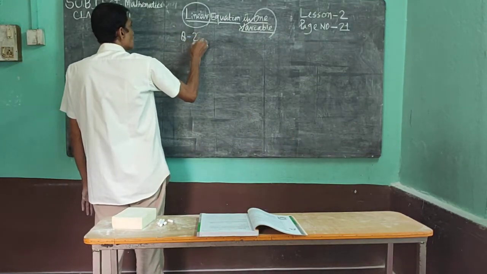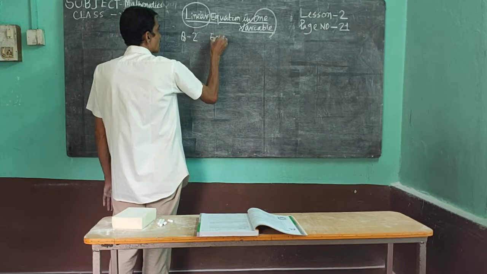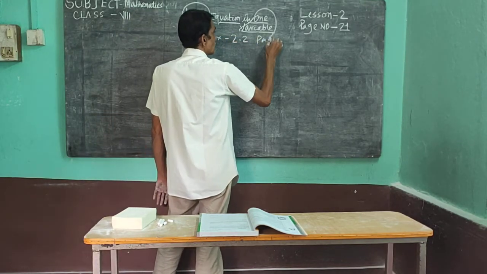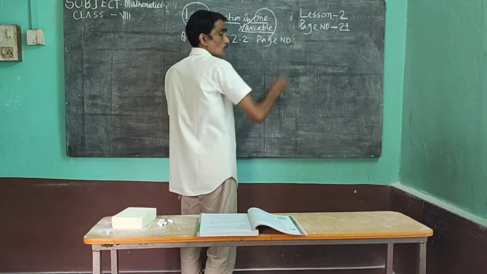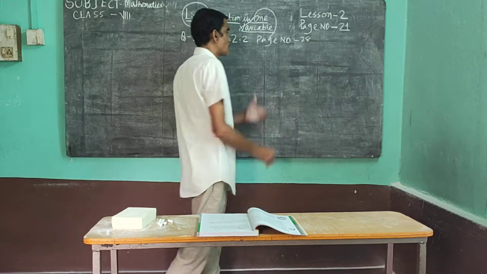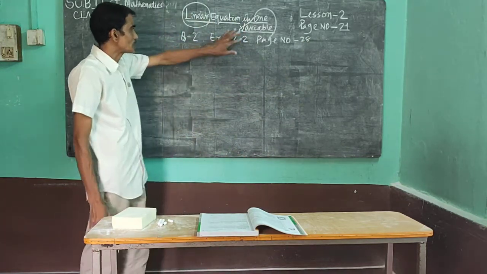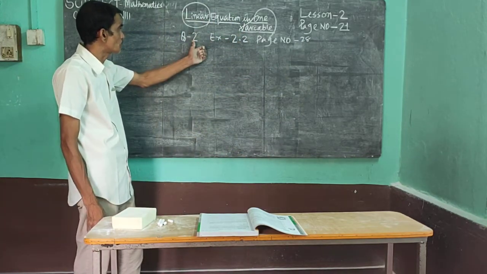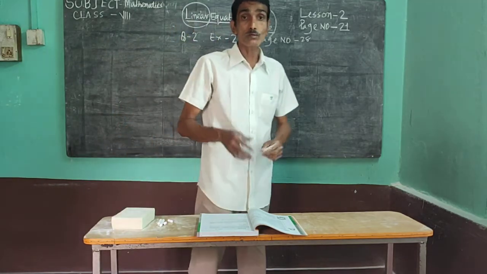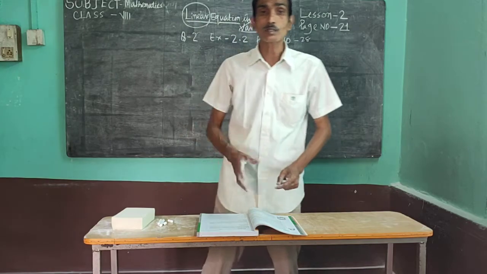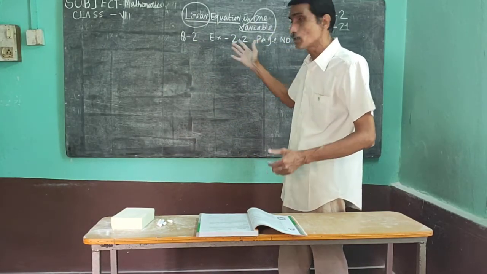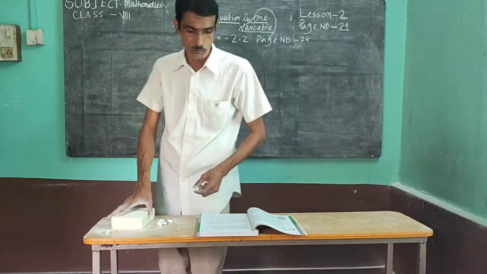Question number 2, exercise 2.2, page number 28. You will get this. What question am I doing here? It is in exercise 2.2, question number 2, on page number 28. Just read the question thoroughly, then convert that word problem into a linear equation in one variable. Then how to solve that one, we also know.